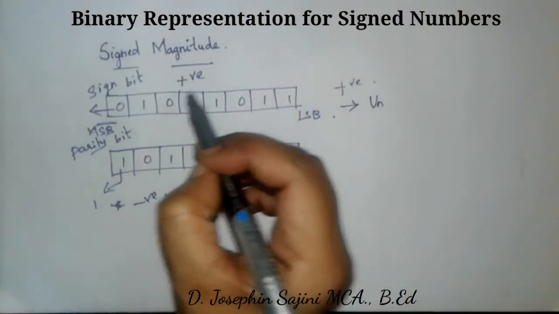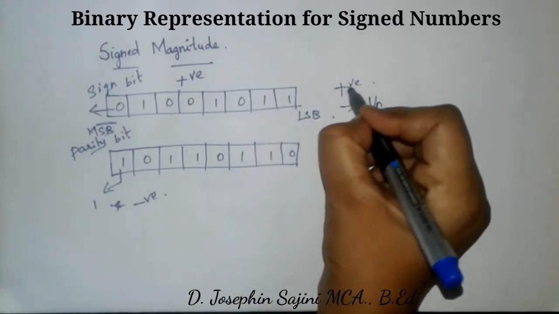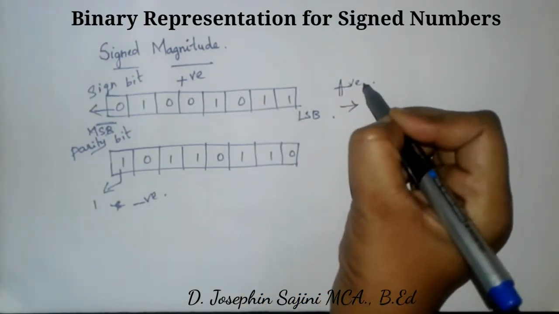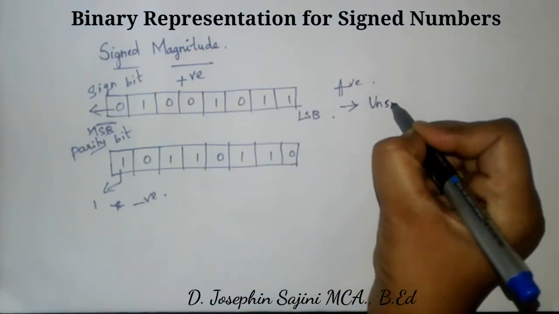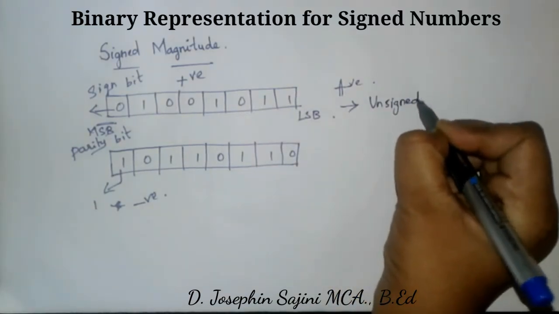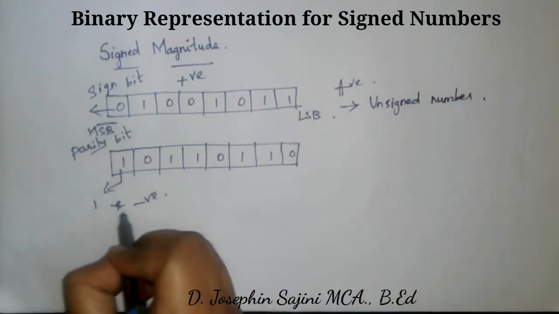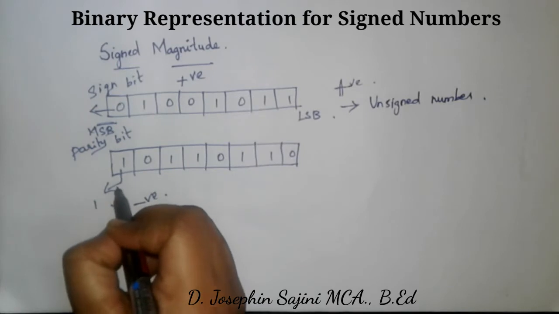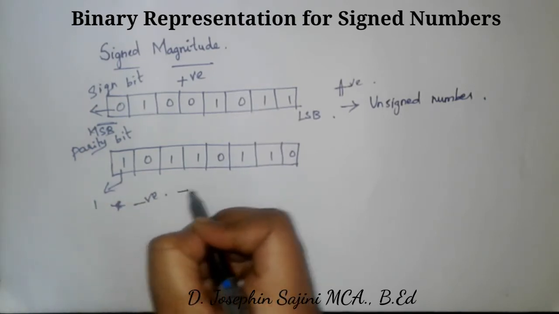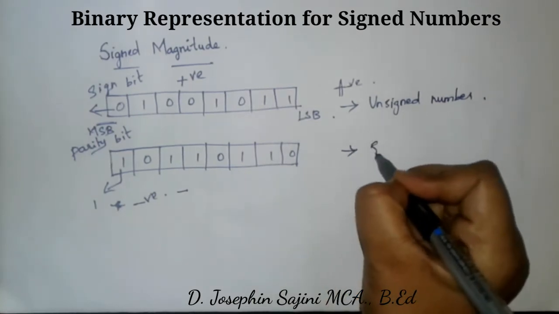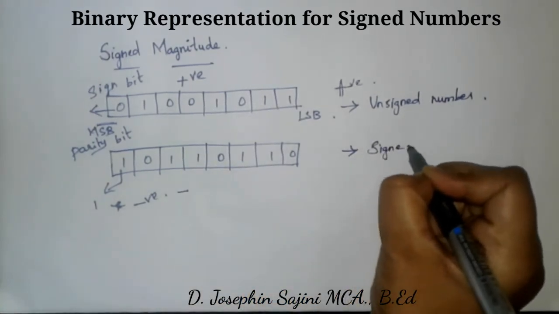If a number has a plus sign or no sign, it will be considered positive, so it is referred to as an unsigned number. If a number has a minus sign, it is considered negative. Because it has a minus sign, it is referred to as a signed number.